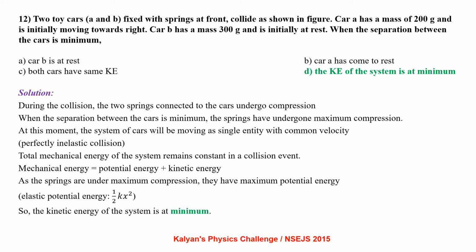At this moment, the system of cars will be moving as a single entity with common velocity, that is, a perfectly inelastic collision. Total mechanical energy of the system remains constant in a collision event. Mechanical energy is the sum of potential energy and kinetic energy. As the springs are under maximum compression, they have maximum potential energy. That is, elastic potential energy stored in a spring is half kx squared. So the kinetic energy of the system is at minimum.